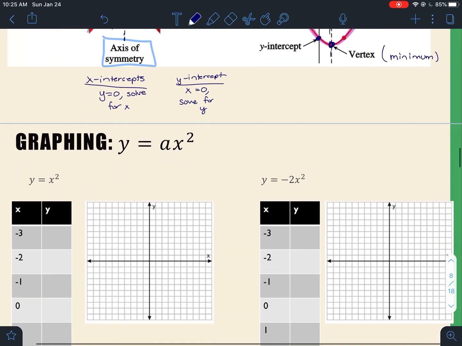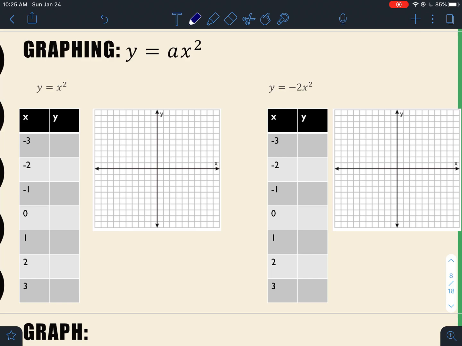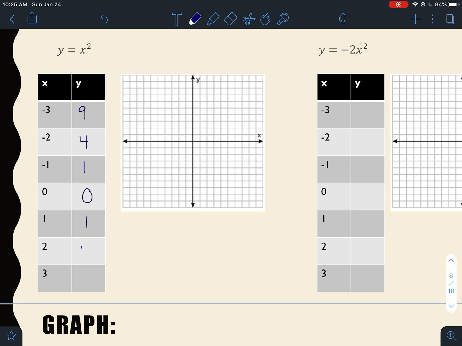All right, so let's look at how to graph these. If you're going to graph y equals ax squared, so it's just x squared with no other terms, let's see what it looks like. We can make a table of values. If y is just equal to 1x squared, plug in -3, squared is 9. Plug in -2, squared is 4. Plug in -1, squared is 1. 0 squared is 0. 1 squared is 1. 2 squared is 4. 3 squared is 9.